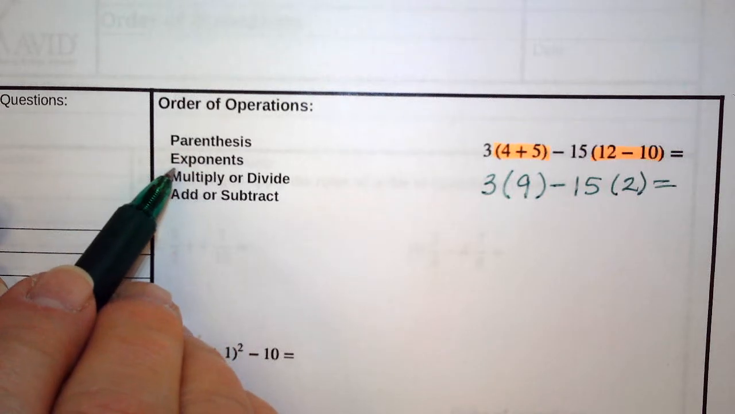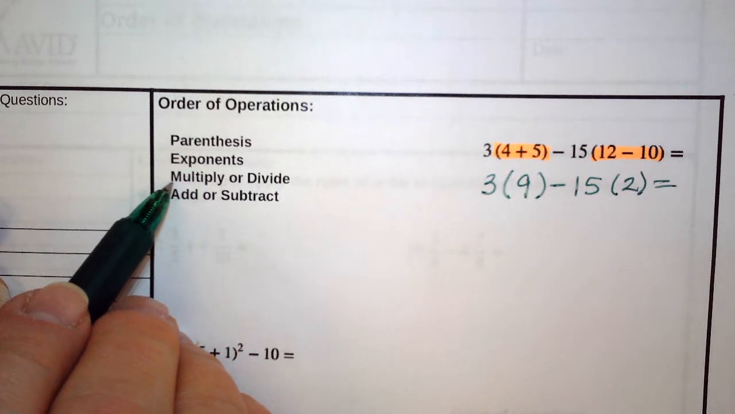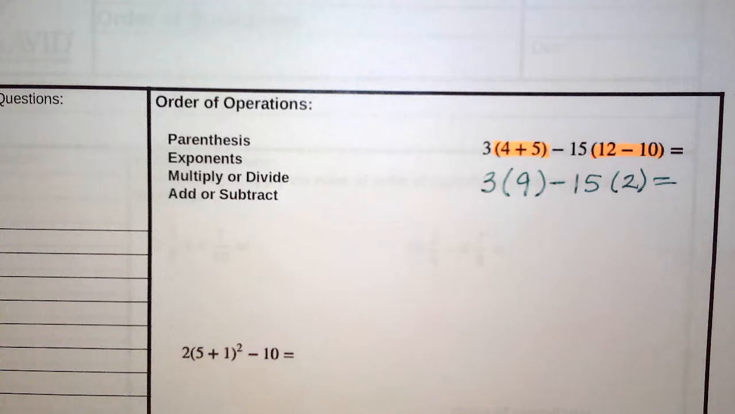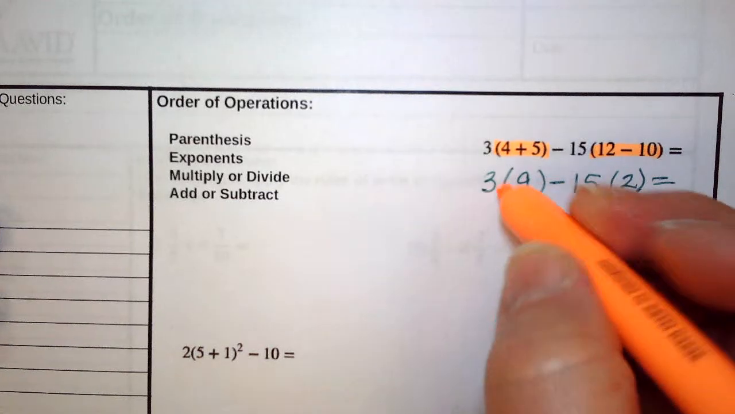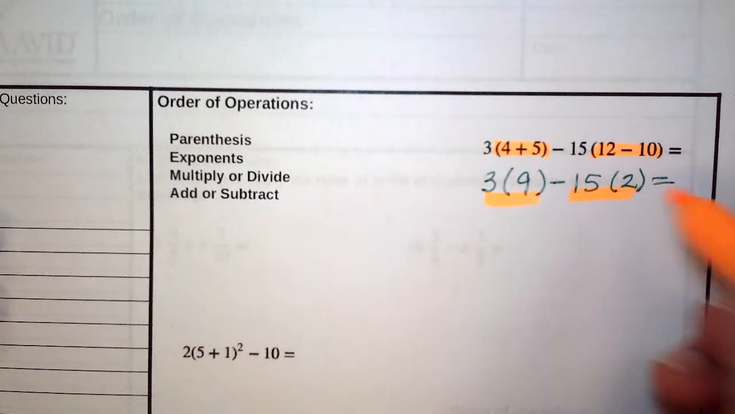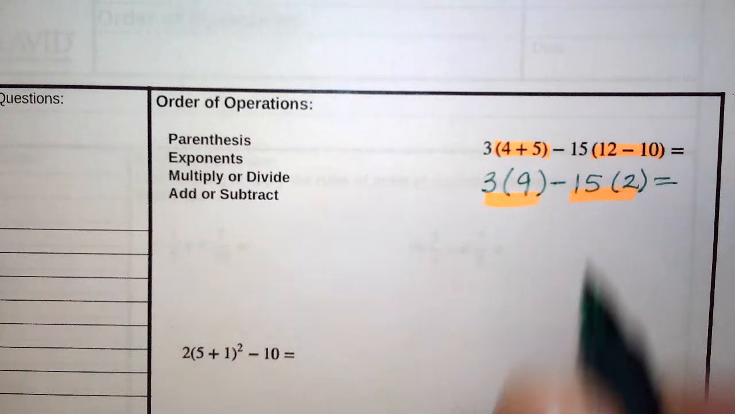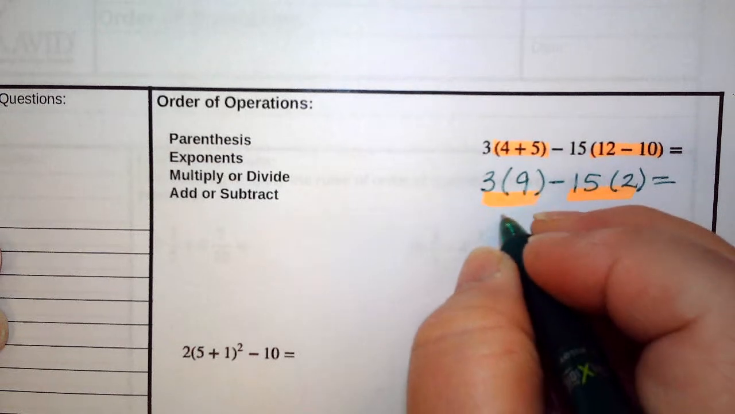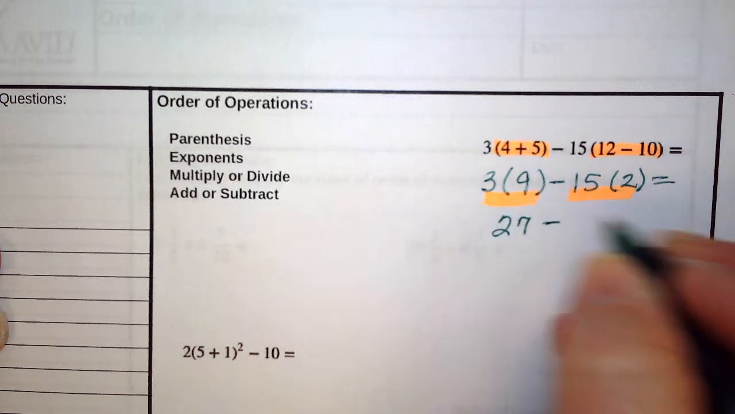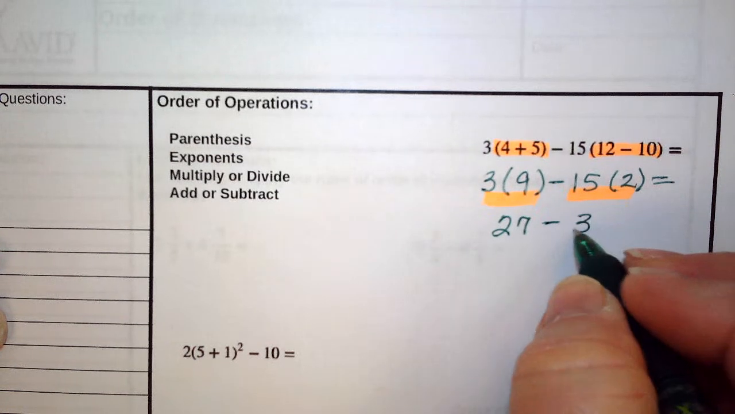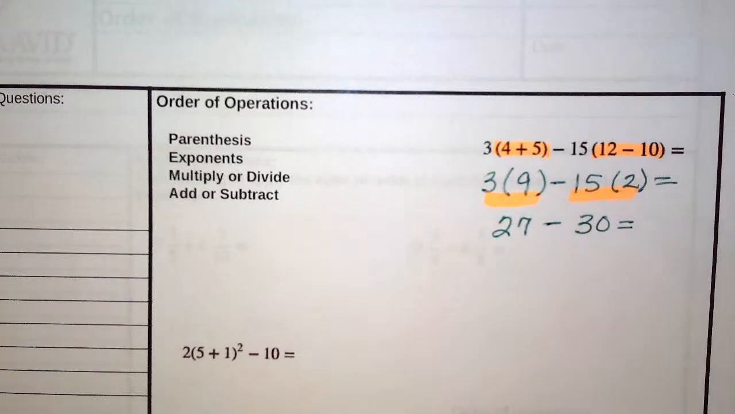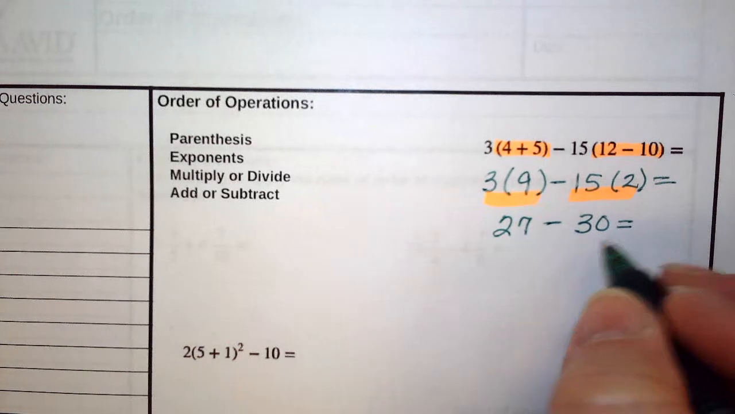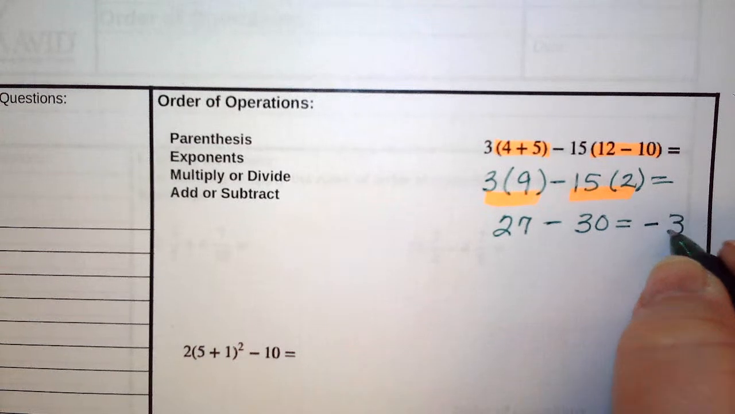Do I have exponents? No. Multiply or divide? Well, I've got 2 sets of multiplications. So I'll multiply next. 3 times 9 is 27. Minus 15 times 2 is 30. Okay, now, do I have any more multiplication or division? No. Add or subtract? I need to subtract.